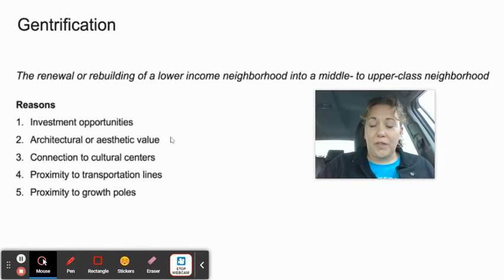Okay. Gentrification concept here. Renewal or rebuilding of a lower income neighborhood into an upper middle class neighborhood. Why do people do this? It's an investment opportunity for a flipper, architectural or aesthetic value. It just makes the place look nicer. Connection to cultural centers, proximity to transportation line, proximity to a growth pole. That's one of your vocab words.